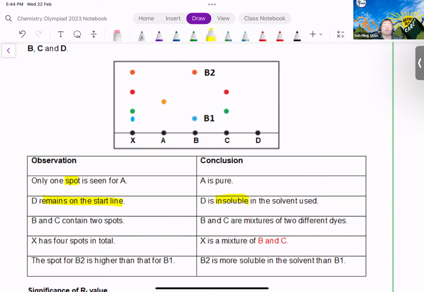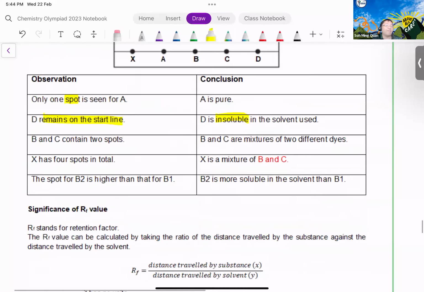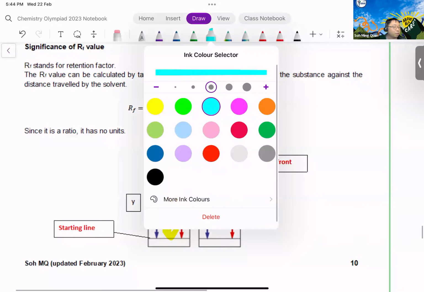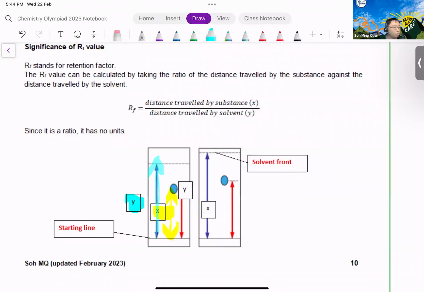And for pure chemistry, you learn something extra, which is something called RF value. Right? RF stands for retention factor. So how do you calculate the RF value for a particular spot? You must take the distance traveled by the spot. Okay? So in this case, the distance traveled is X. Okay, I think the labeling is not very clear. Okay, X is the distance traveled by the spot. Y is the distance traveled by the solvent. So X over Y gives you the RF value.